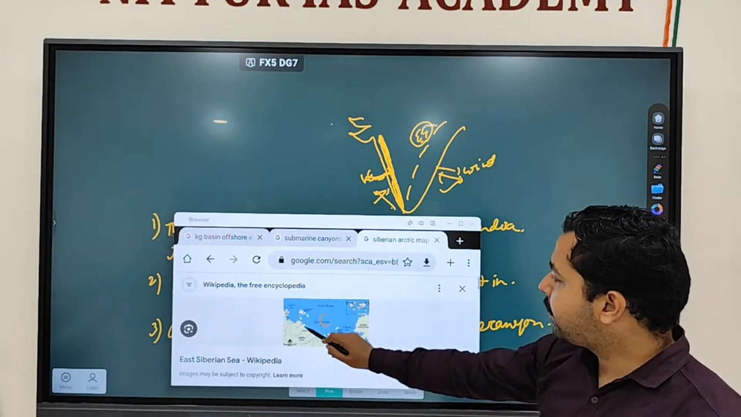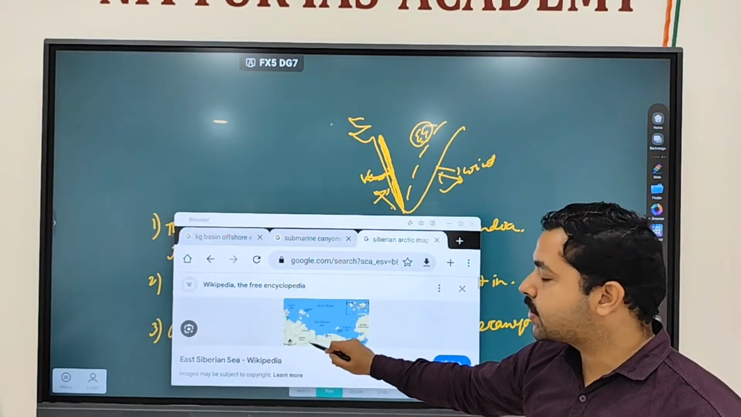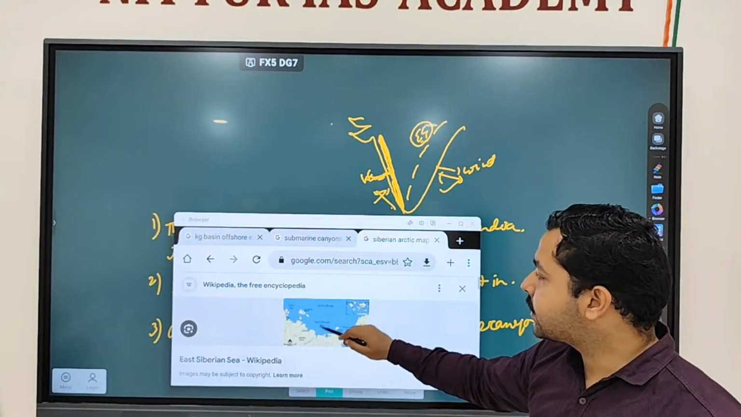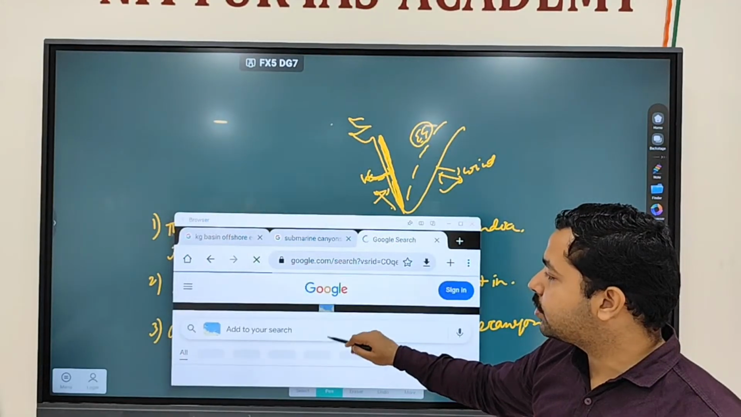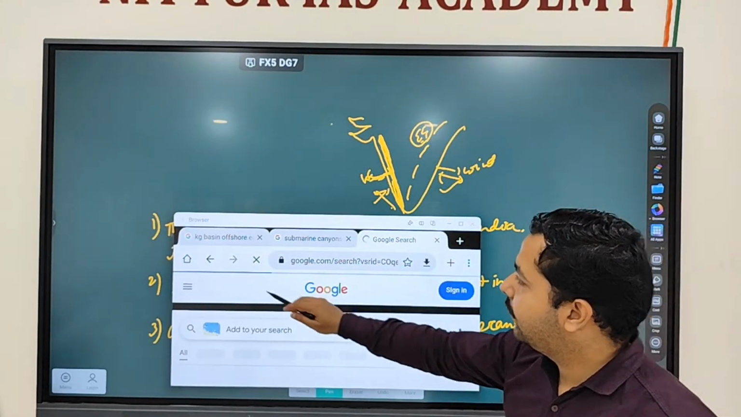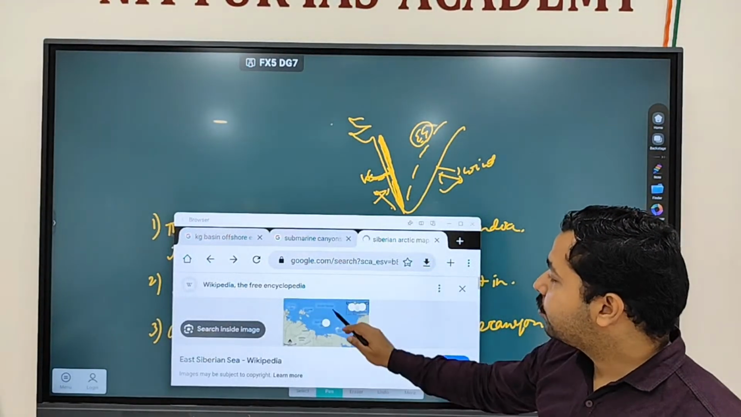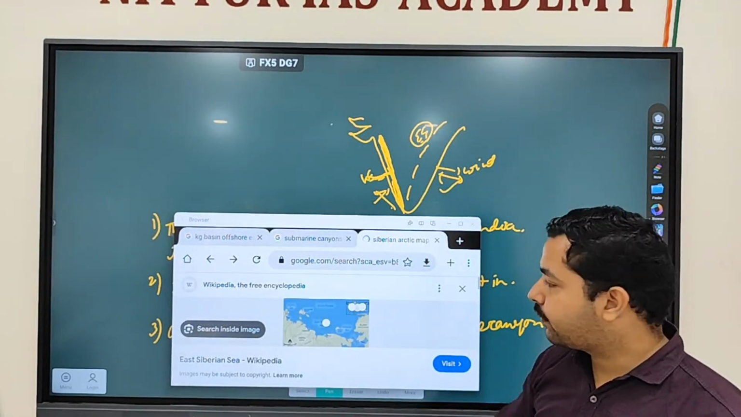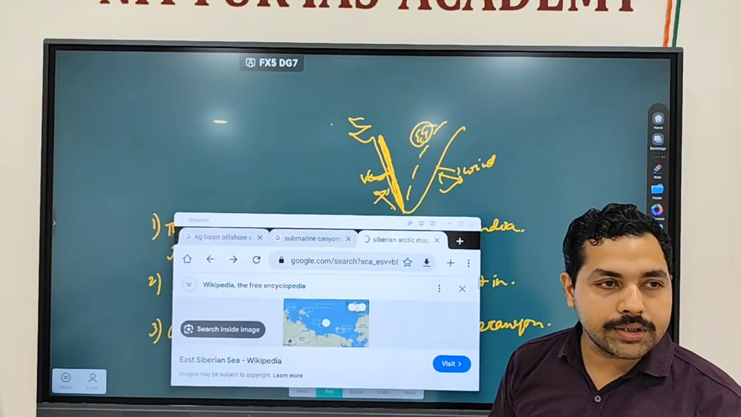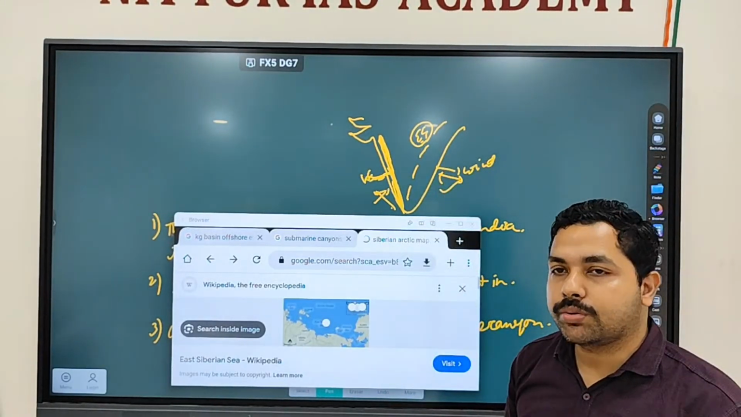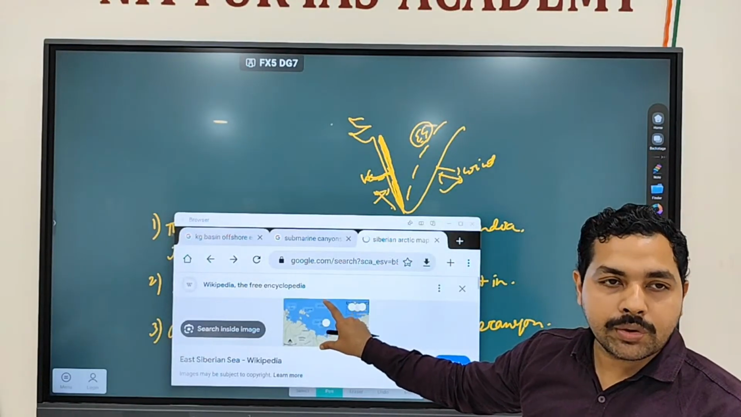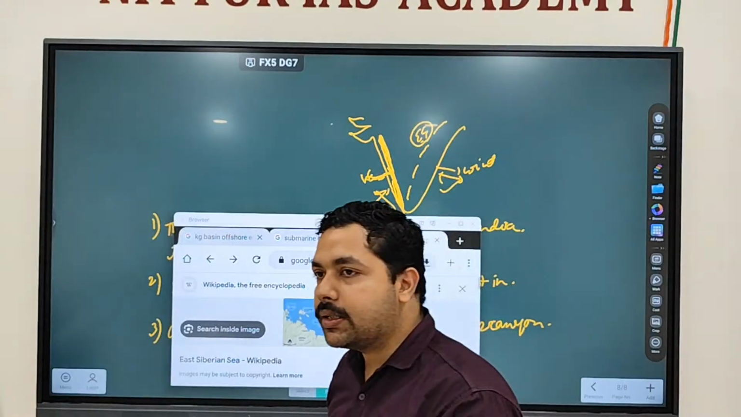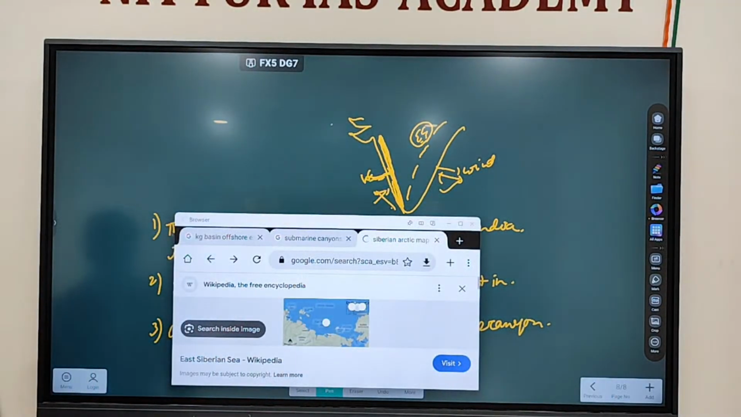This part is the Siberia region of Russia. This is extending towards which ocean? The Arctic Ocean. Which ocean are you seeing over here? The Arctic Ocean. And this is the Siberian region. So when the Siberian region extends towards the Arctic Ocean, it is called the Siberian Arctic region. Here the continental shelf is widest in nature, widest around the whole world. You'll see much widening in this particular region.